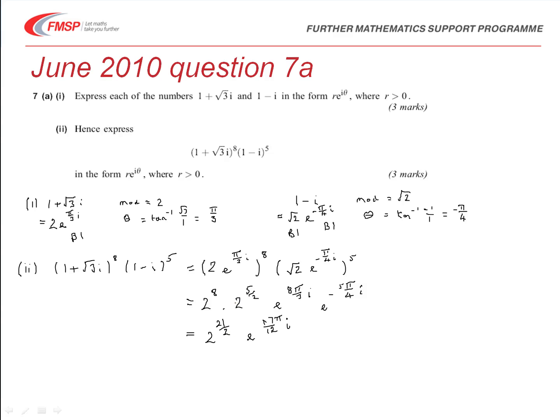Okay, so there we go, we've finished that part. Well, that was worth, again, 3 marks. So our 3 marks here will be 1 mark for getting the 2 to the power of 21 over 2. Okay, for putting this to e to the something, we'll get a method mark for being in the right form, and then again an accuracy mark for getting the correct angle of 17 pi over 12.